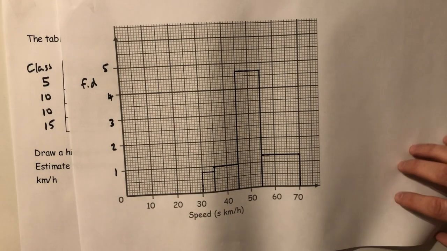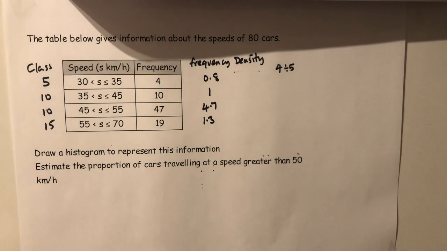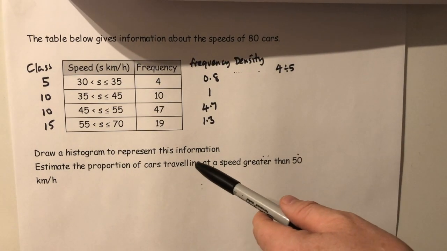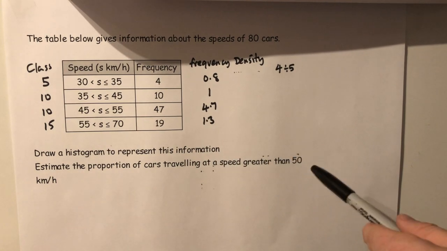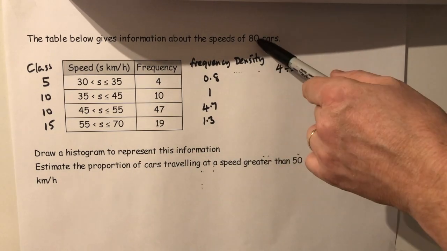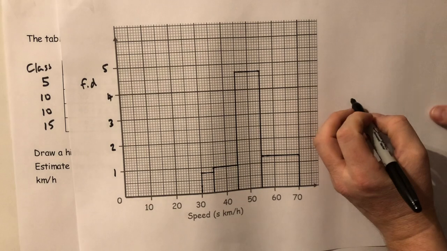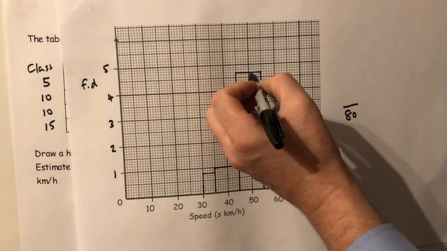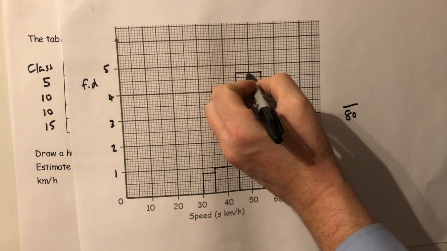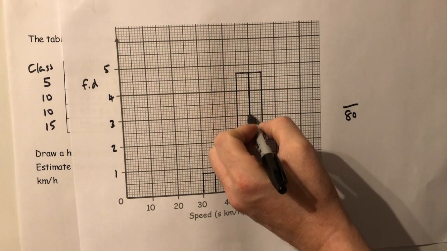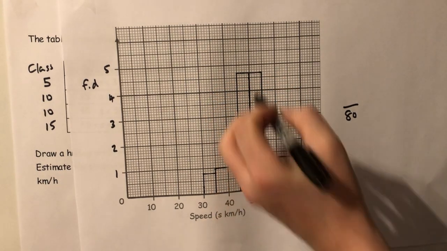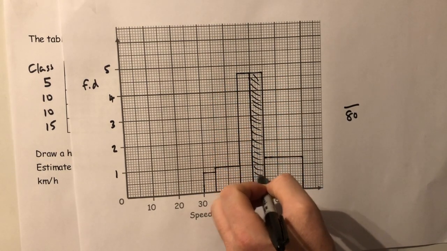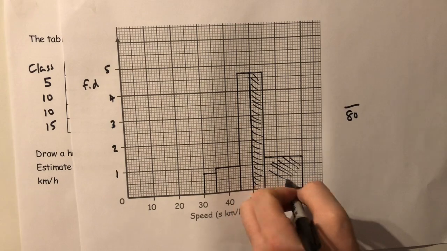Now the question also asks for us to estimate the proportion of cars that are travelling at a speed greater than 50 kilometres per hour. Now we know there was 80, so we know it's out of 80. Now 50 is here. So arguably we need to work out how many are there and how many are there.